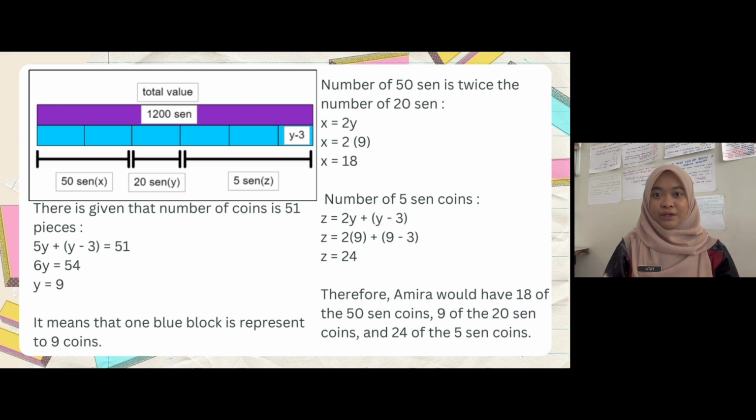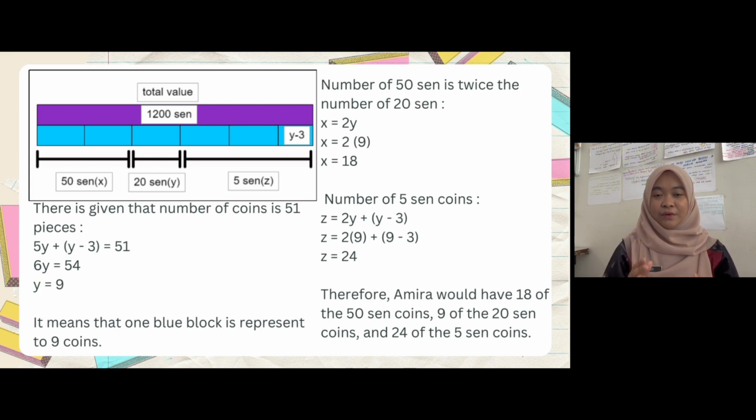As we know, it is given that the number of coins is 51 pieces. Therefore, to find y, we can solve it by using 5y, which means 5 blocks of y, plus y minus 3 equal to 51, where the 51 is the total of the coins. So we will get y is equal to 9. It means that one blue block will represent 9 coins.